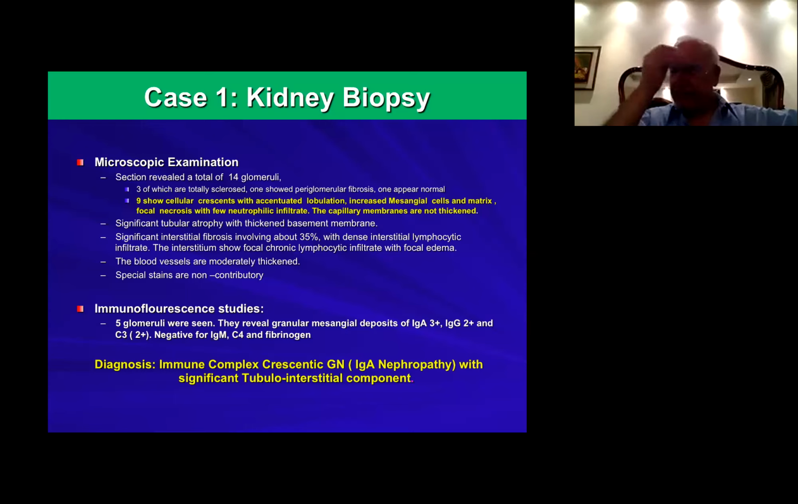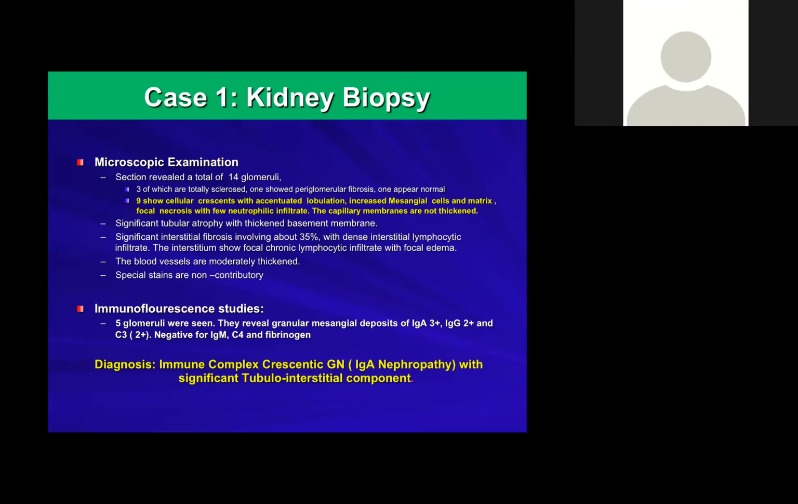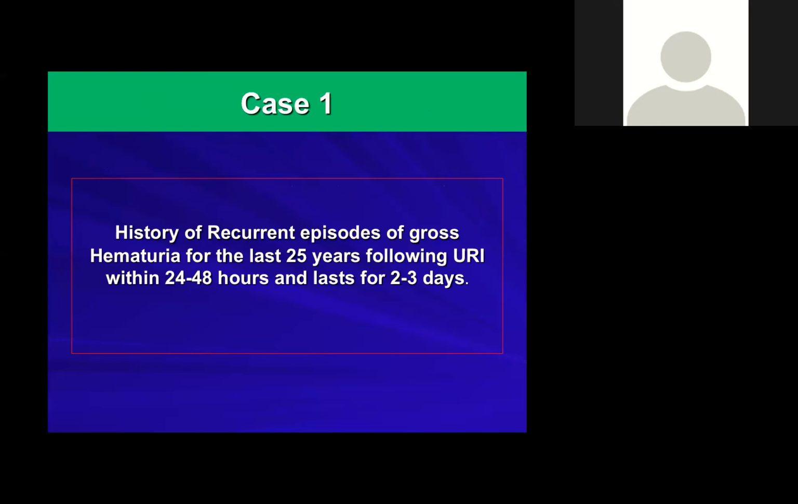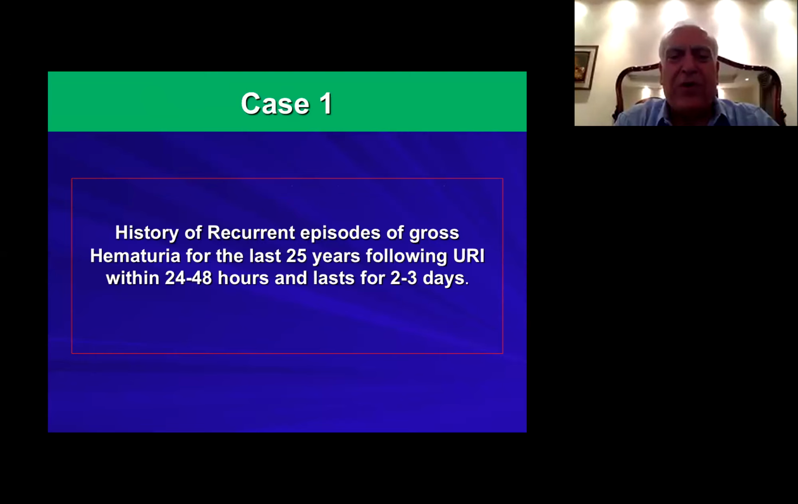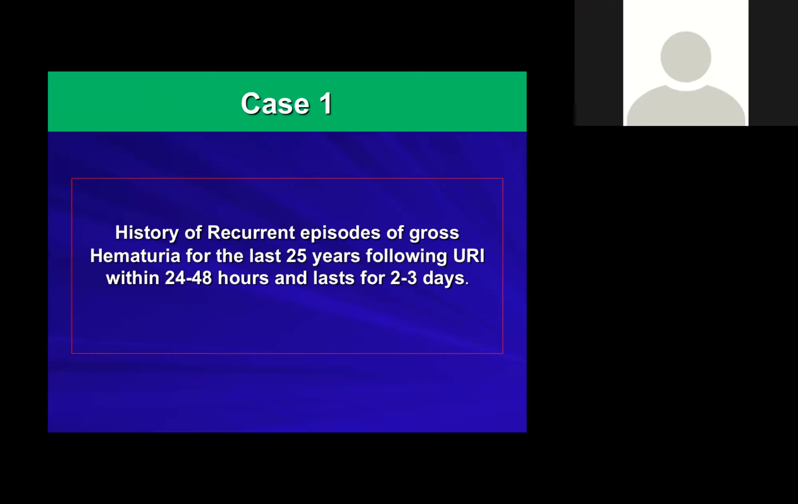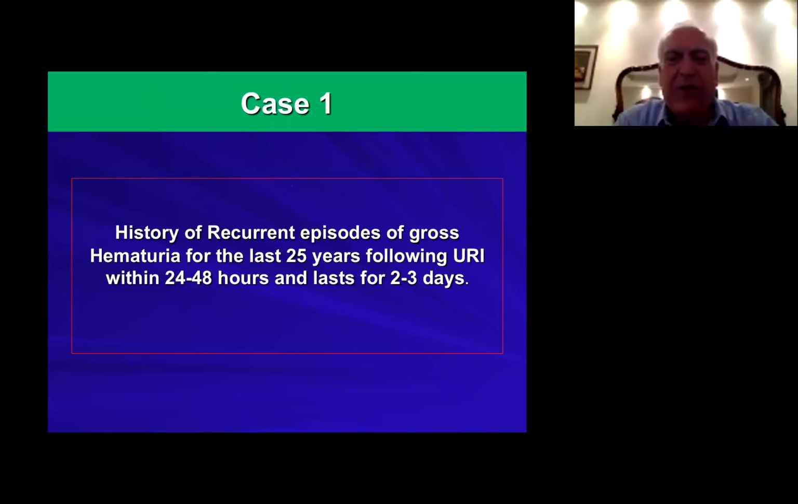Many cases pass into end-stage disease without biopsy, and then they discover the IgA, probably with recurrence in the graft. We should return to the history, whether there is any history of synpharyngitic hematuria, a relation of hematuria or discoloration of the urine to any inflammatory state like an upper respiratory tract infection. I put this slide for you. Here is the slide. History of recurrent episodes of gross hematuria for the last 25 years, following upper respiratory infection within 24 to 48 hours and lasting for 2 to 3 days.